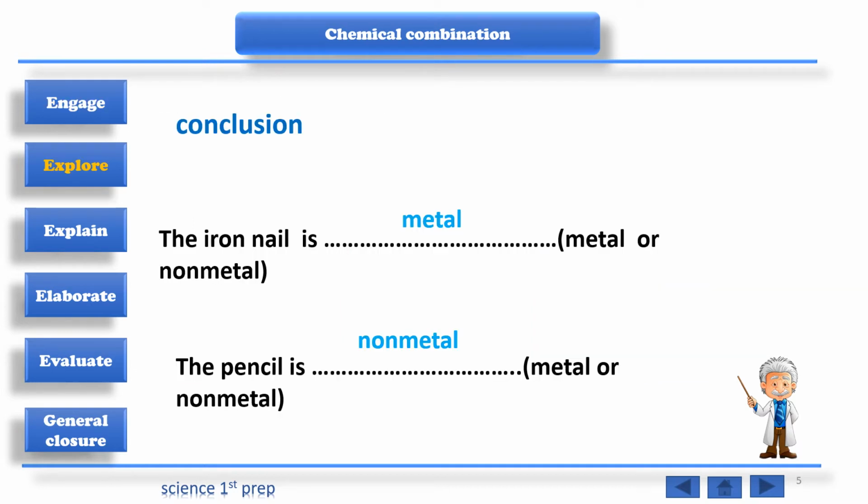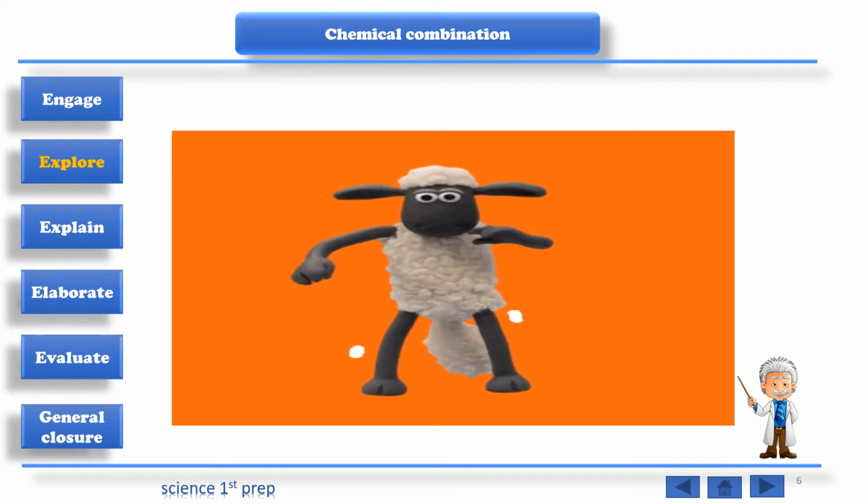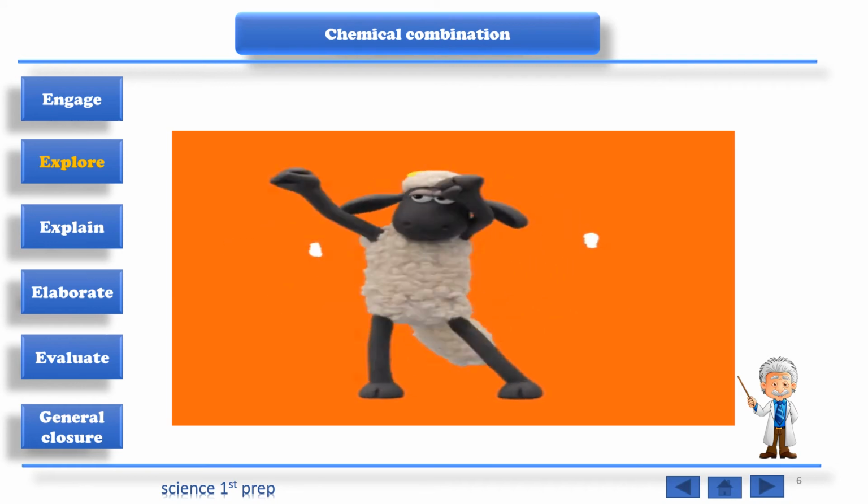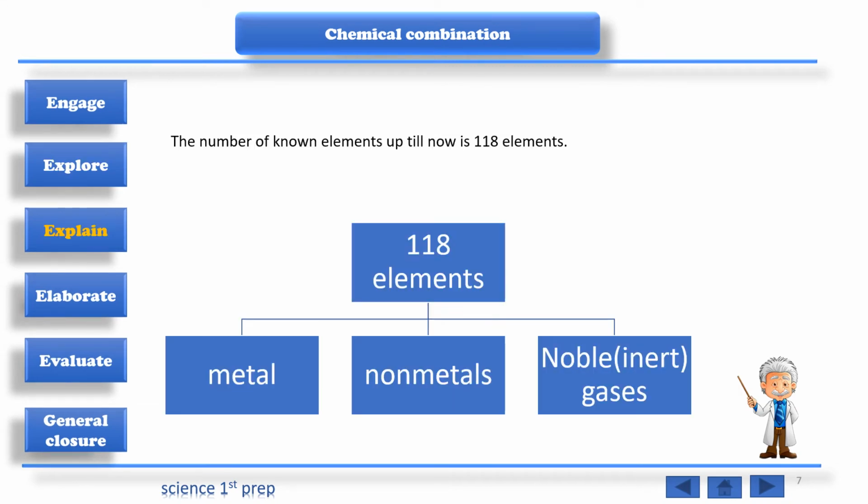Now, is an iron nail a metal or non-metal? Yes, metal. And is a pencil a metal or non-metal? Yes, non-metal. Excellent. Okay, now we can say that we have 118 elements that are classified into metals, non-metals, and noble (inert) gases. In this session, we will study the physical and chemical properties of metals, non-metals, and noble gases.